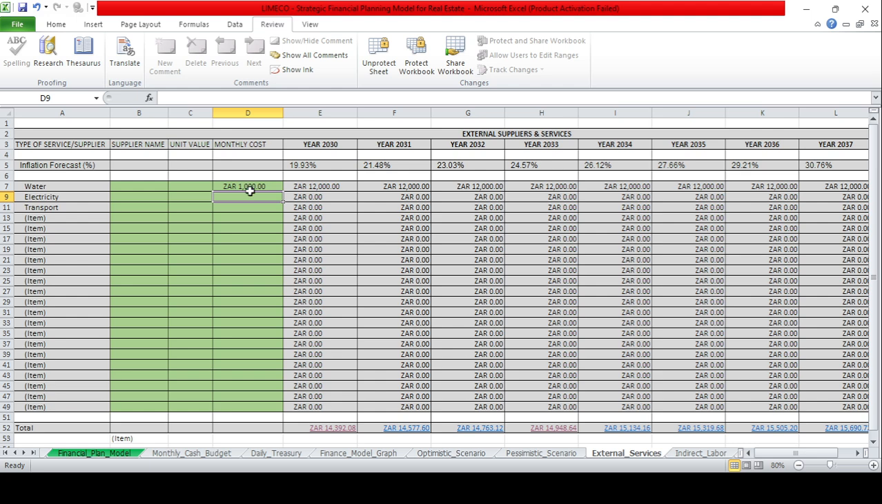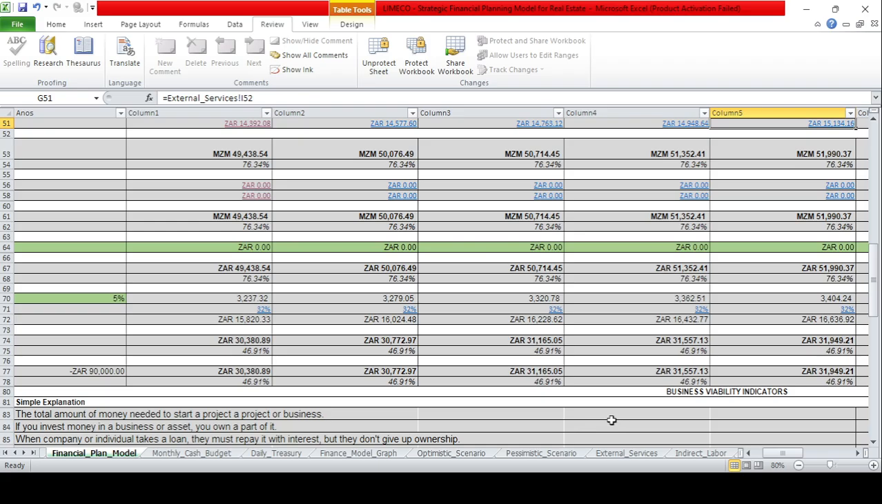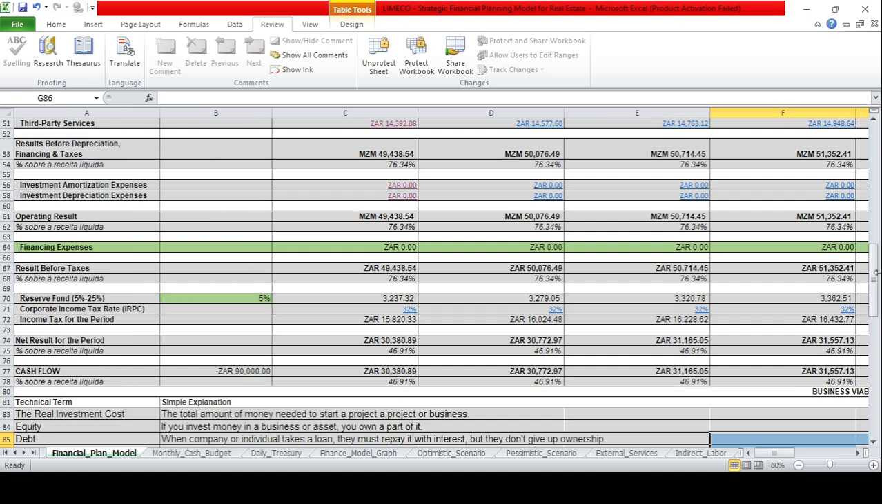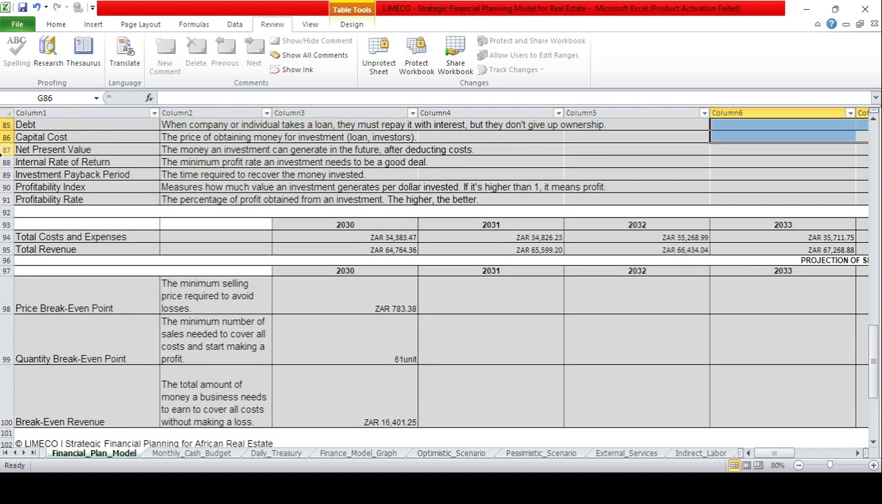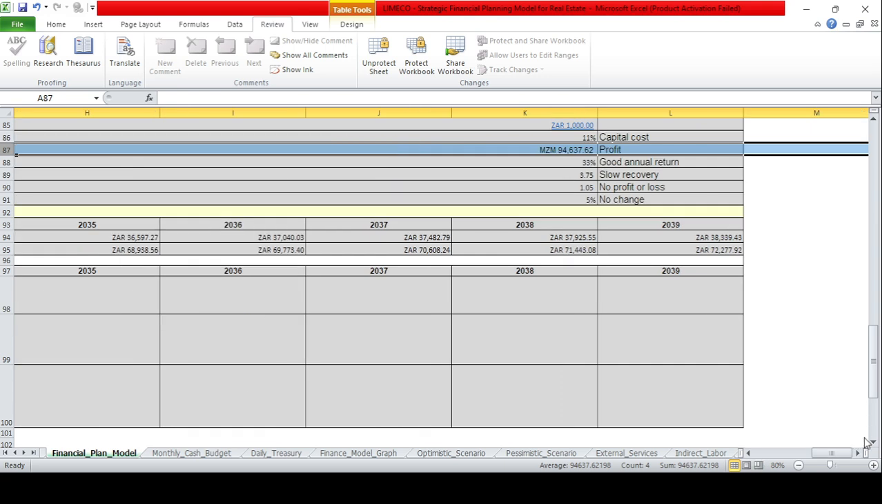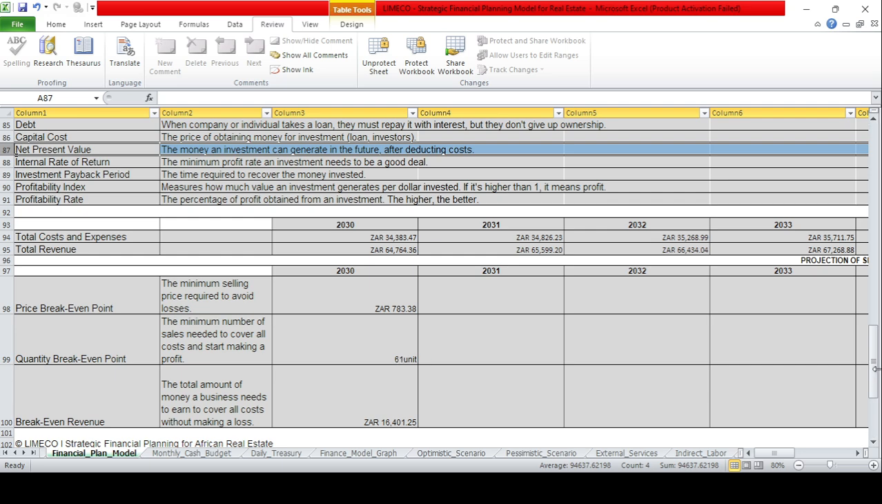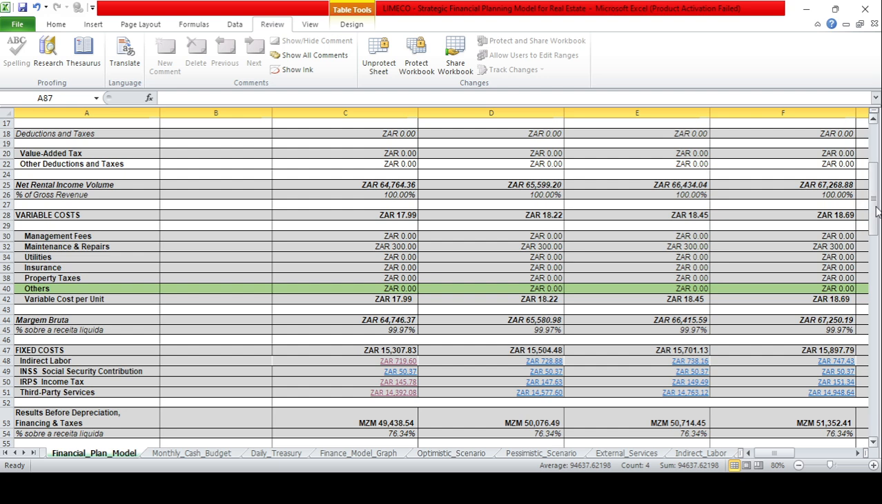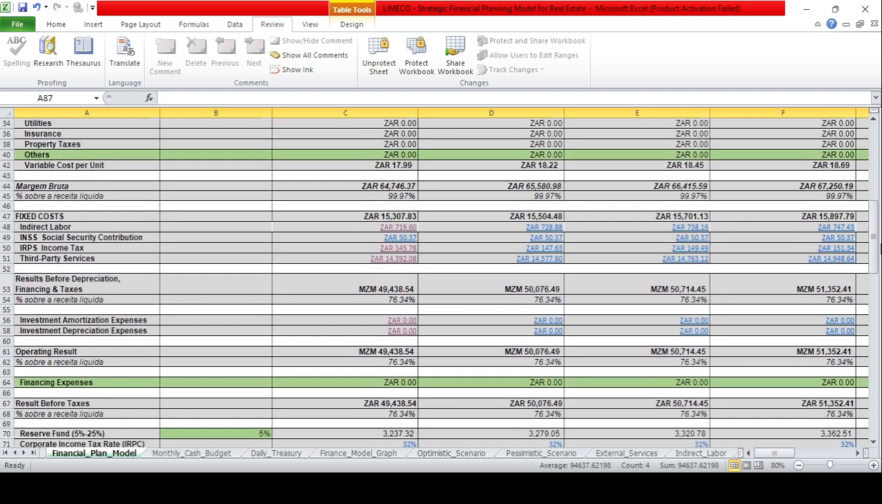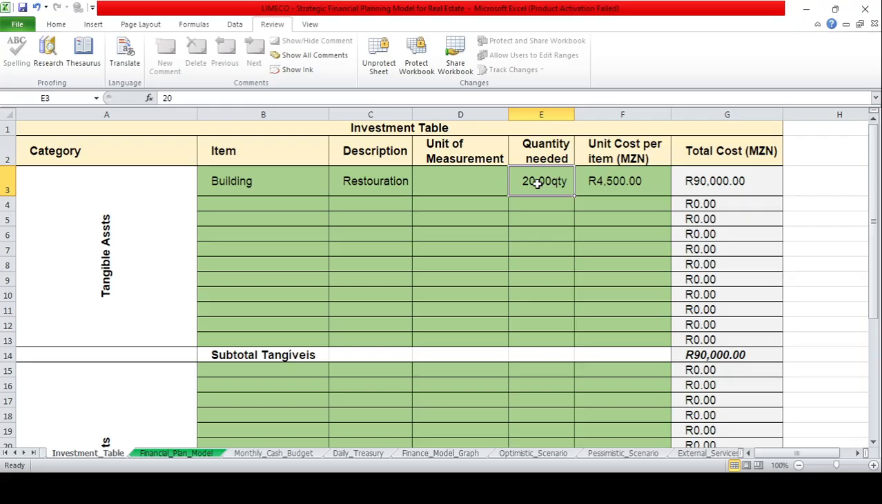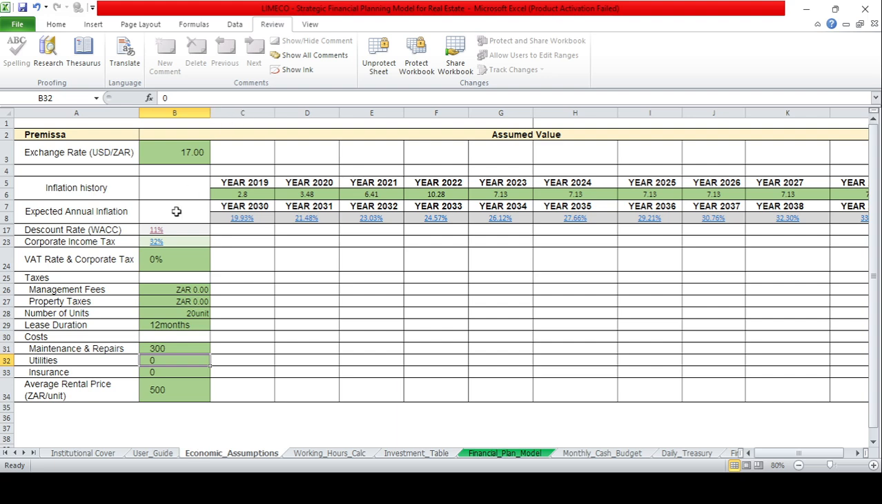Okay, so 1,000 rands. Let's see if now it's viable, but it needs 61 units. 61 units. Let's put 70.